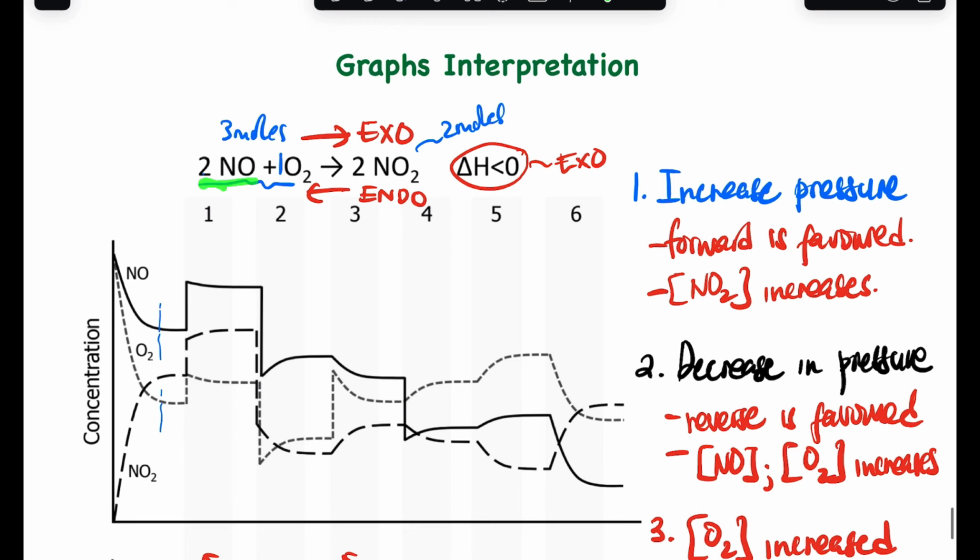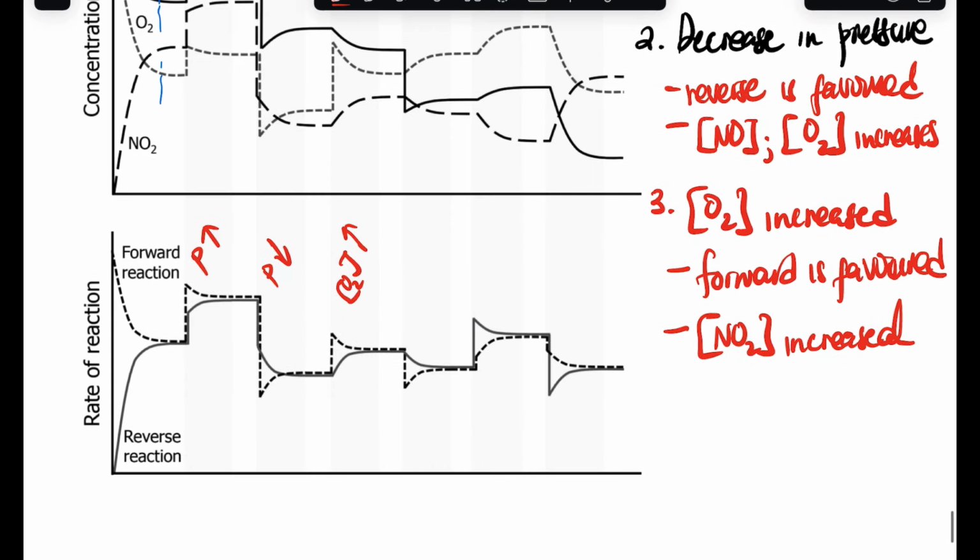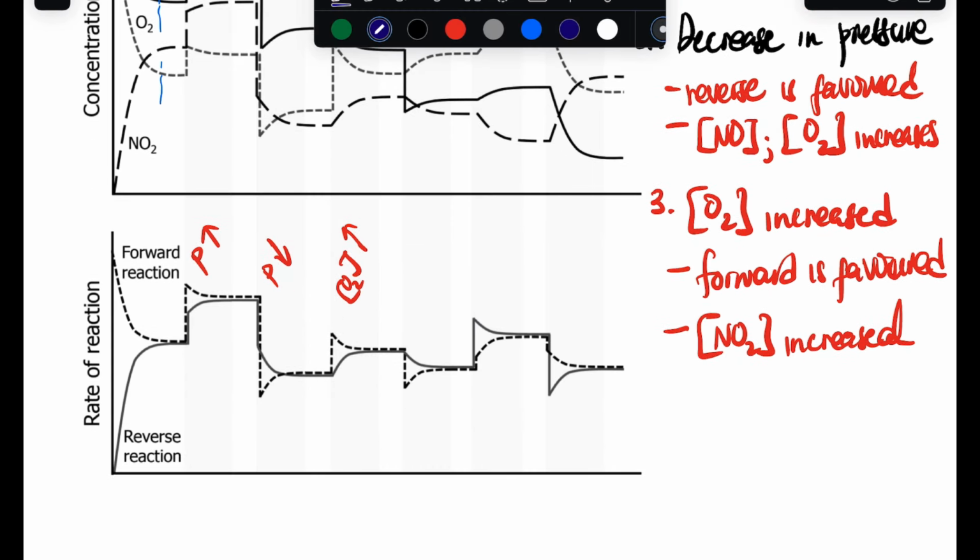It can be the concentration of that, right? Both, any of those, because this one has been increased by the response of the system because forward is favored, right? Okay, now let's go to 4, not 3, let's go to 4.